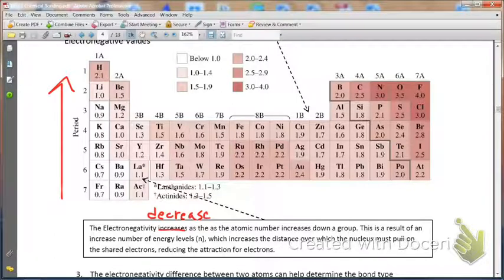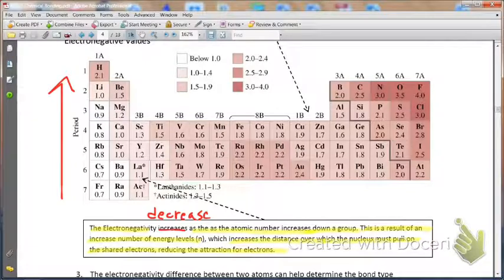So, essentially, the electronegativity decreases as the atomic number increases down a group. This is a result of an increased number of energy shells or levels, which increases the distance over which the nucleus must pull on the shared electrons, reducing the attraction.